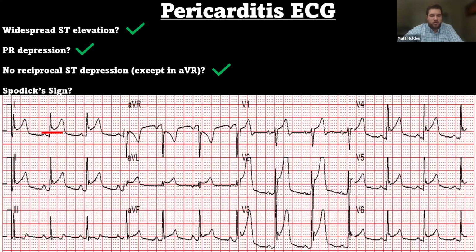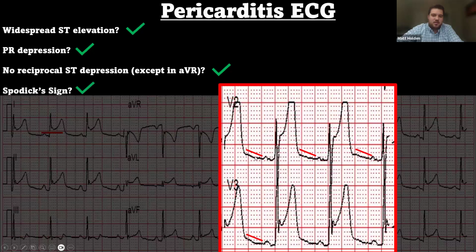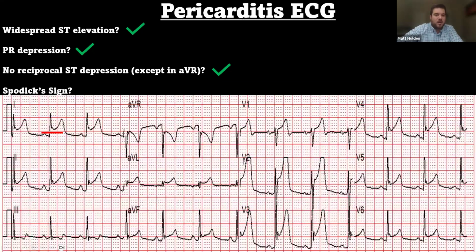Now, finally, Spodick sign. This is something that's really, really fun. If I zoom in here, you can actually see the T to the P is having this downsloping appearance, and that's called your Spodick sign. And I forgot who it was asking me about the notching. You can actually see a little bit of notching that you can find in early repolarization right here as well in lead 2. This isn't always found in pericarditis, but it's just a nice little finding I found right here.